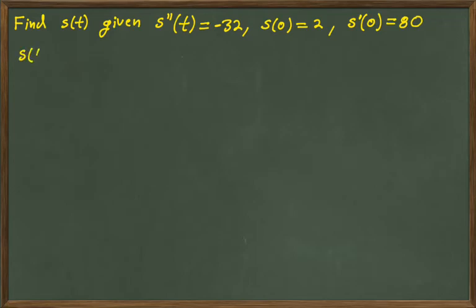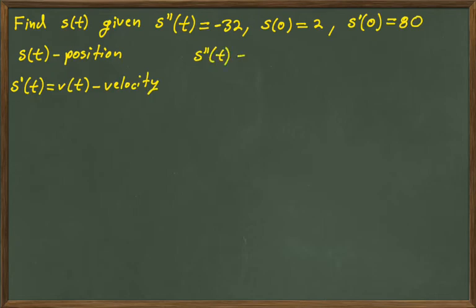So let's go ahead and write some stuff down. So s of t, that's going to be your position or height at time t. s prime of t is going to be v of t, which is your velocity at time t. And then your second derivative, s double prime of t, is equal to the first derivative of velocity, and that is going to be a of t, or your acceleration. So the scenario, maybe we're shooting off a rocket or something from 2 feet off the ground. We know that the initial speed is 80 feet per second.